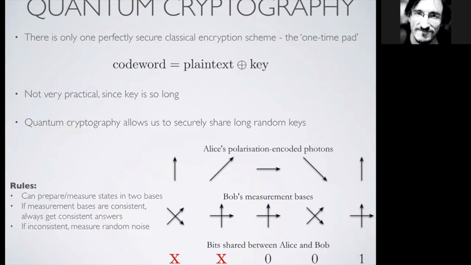We want them to have consistent bits so that they have a shared key. So they do this over and over again, many, many times. And then afterwards, they just openly talk to each other, and it doesn't need to be a secret.